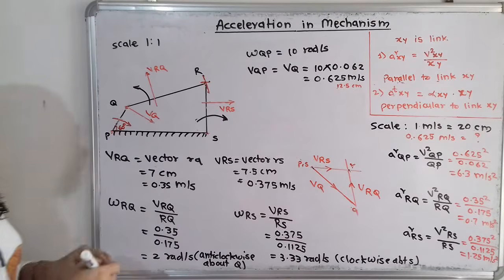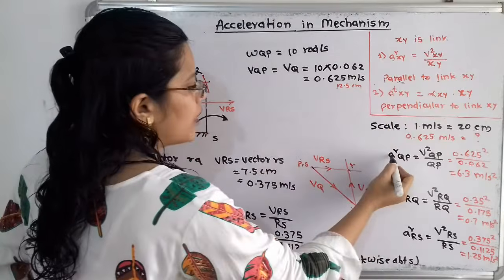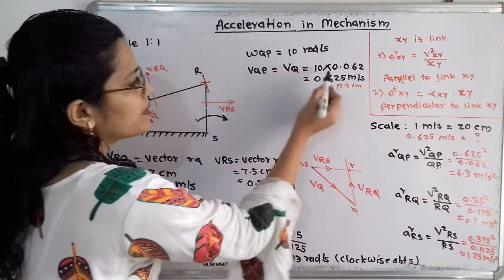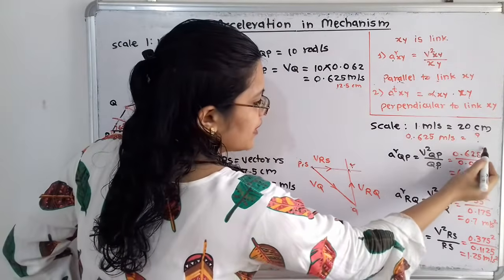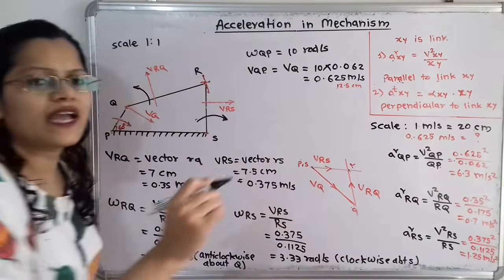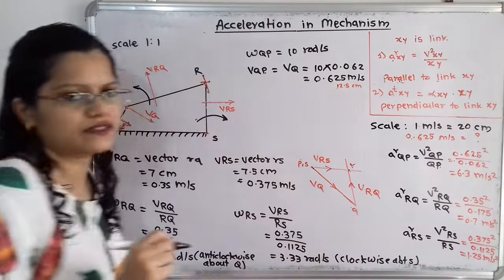So how to calculate the radial component? By using this formula, a^r_QP is equal to v²_QP divided by QP. So v_QP is 0.625, so 0.625 squared divided by 0.062. Now this length we have to take in meters. So the answer is 6.3 meter per second square.